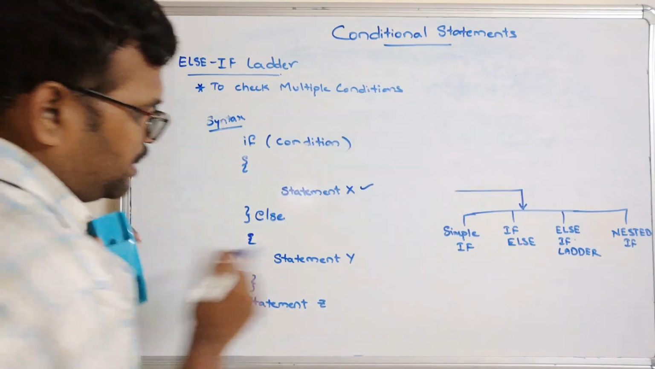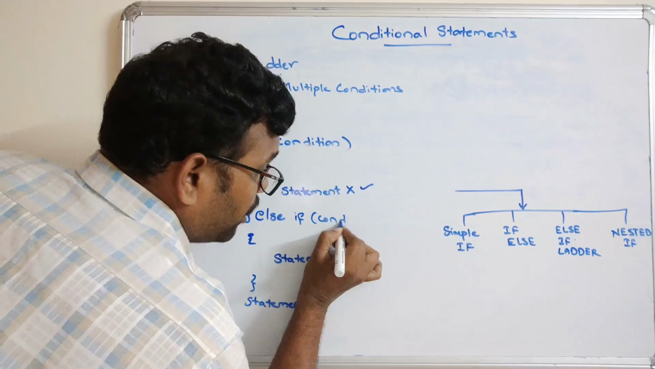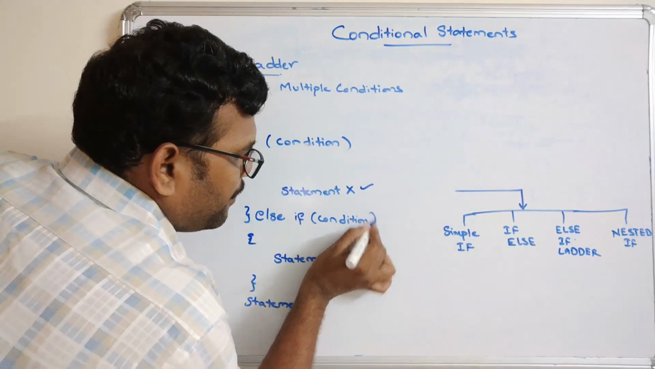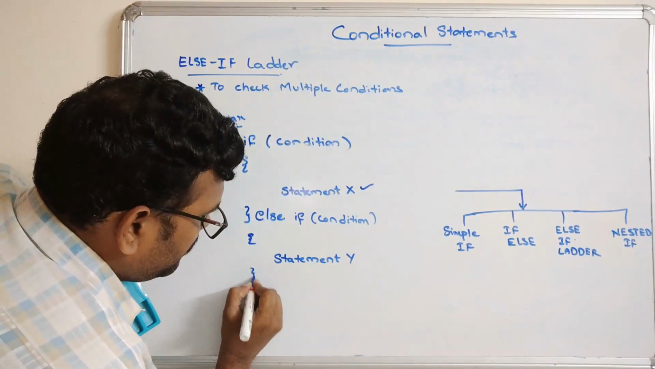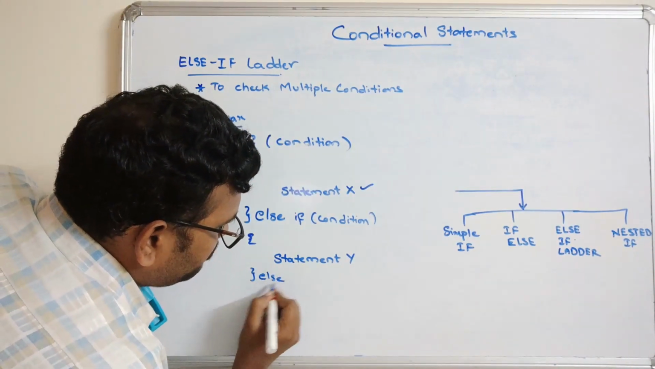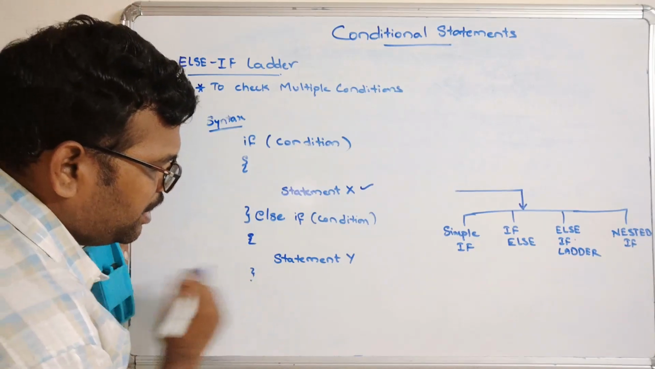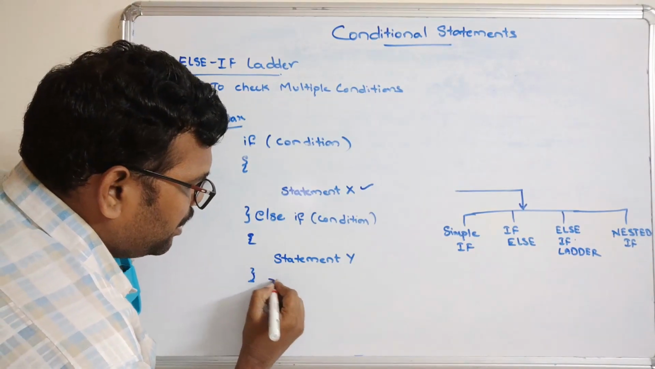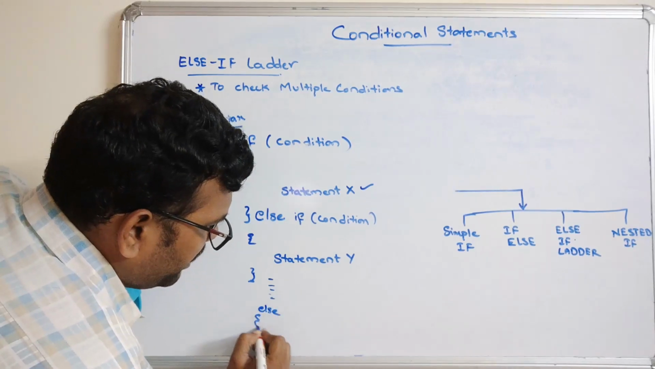For example, see, else, and again here we have to write one more condition if you want to check it, right? And after that, simply you can write an else part, and you can repeat the same thing multiple times. If you want to write multiple statements, you can repeat it multiple times, and finally the else part can be written here.